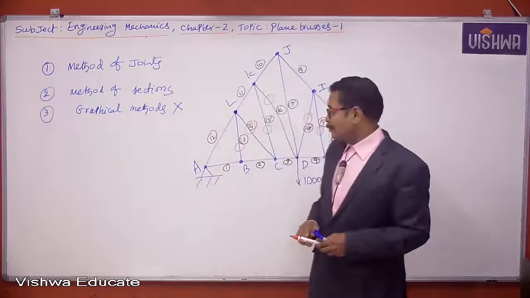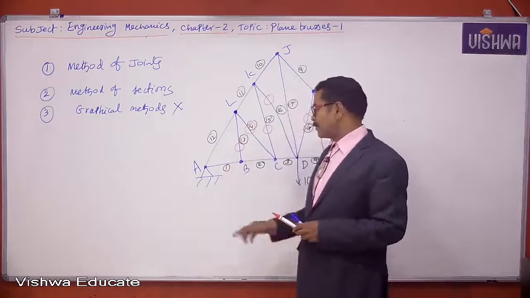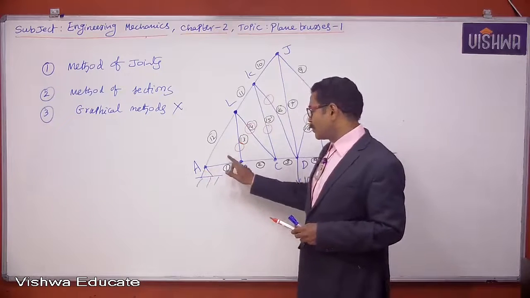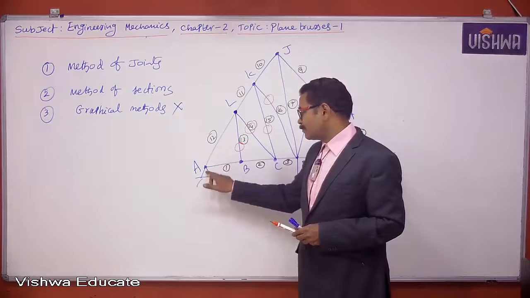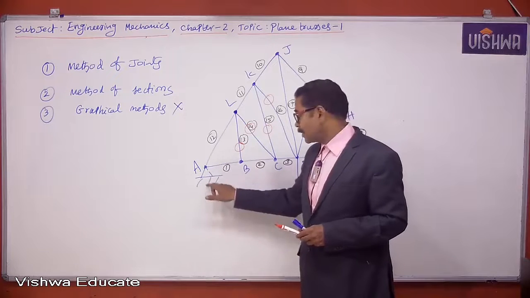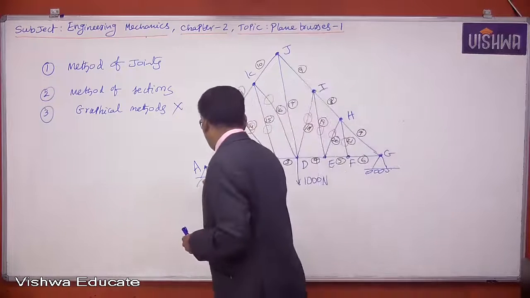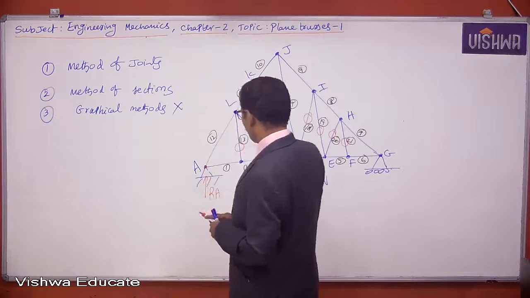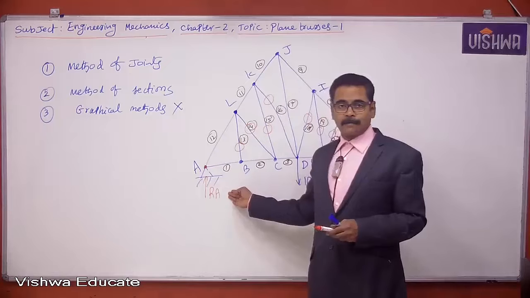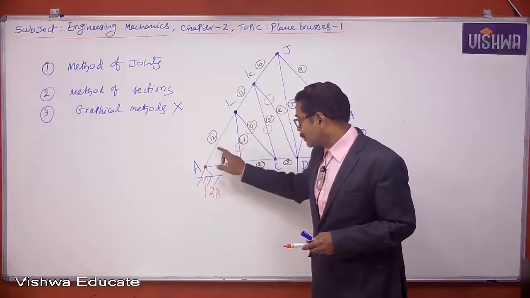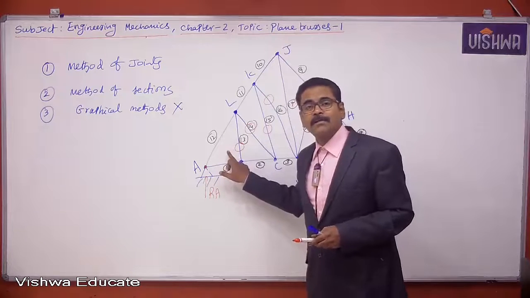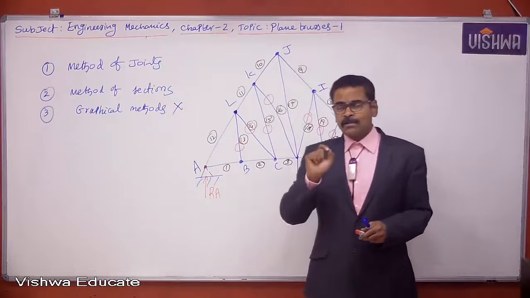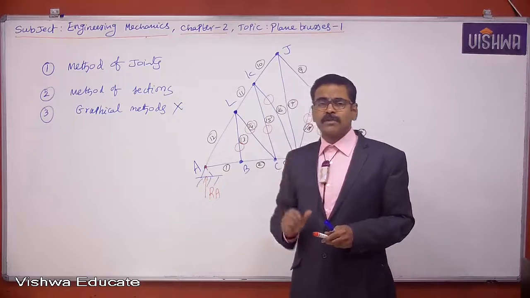And don't make a mistake. Sometimes students may get confused about joint A. About joint A, how many members are connected? Member 1, member 12. But here the support reaction RA will come. About joint A, a load is acting, which is RA. If this RA is not there, definitely these 2 members also will get 0 load. If any 2 non-collinear members are joined without any force, those 2 members will carry 0 load.